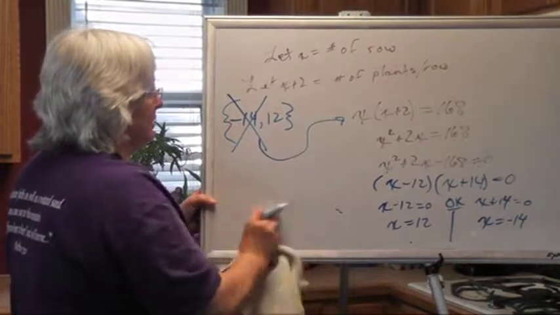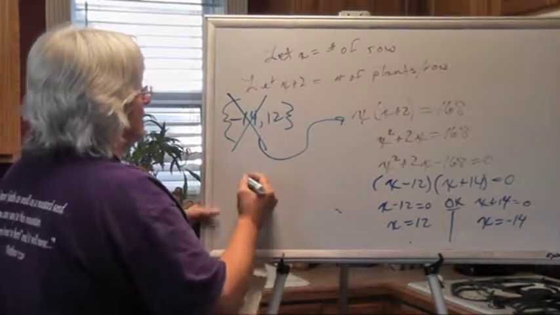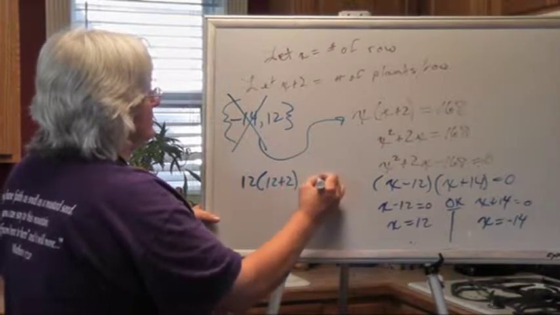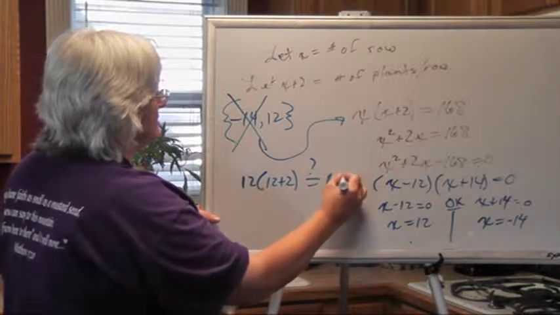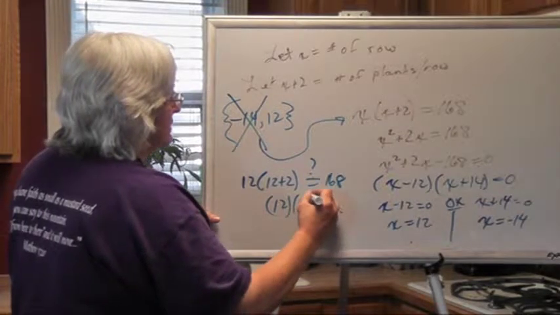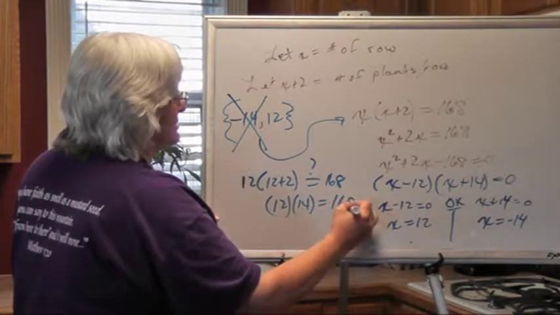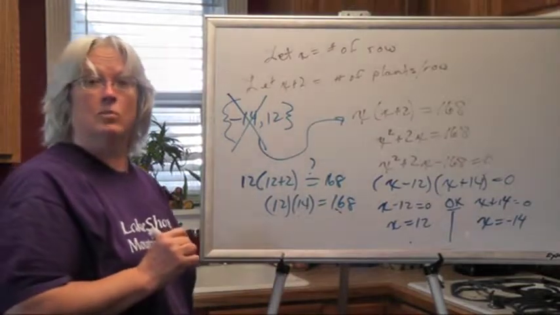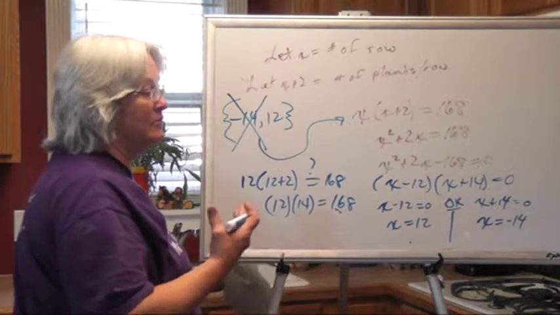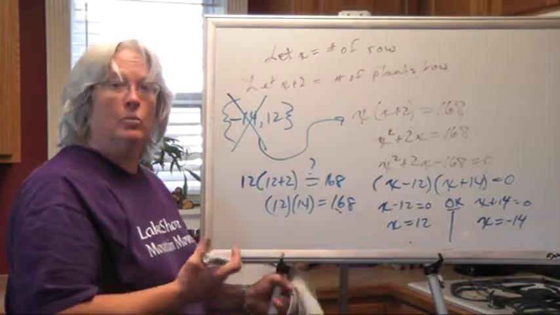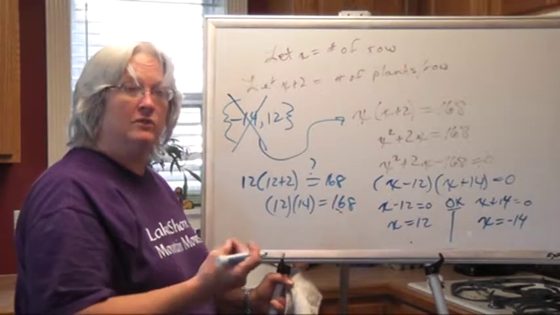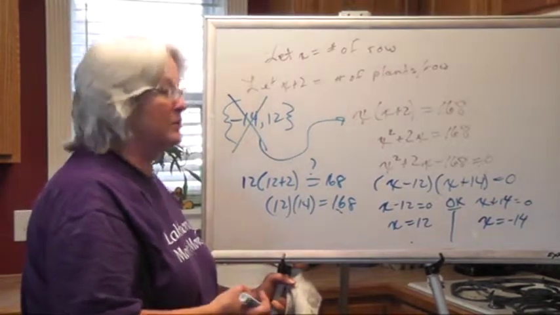Let's make sure that it works. You have 12 times 12 plus 2. Is that equal to 168? 12 times 14 had better equal 168 because that's what we prime factored. That's the end of section 11.2. We're beginning to work at factoring and solving quadratic equations by using the zero product property.